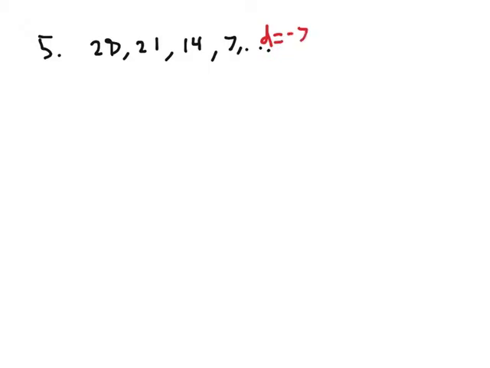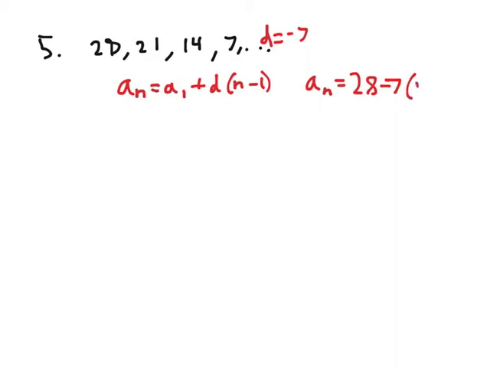The equation for the nth term, if you recall, is a sub n is equal to a sub 1 plus d times n minus 1. So in this case, a sub n is equal to 28 minus 7 times n minus 1. And this can be simplified to negative 7n plus 35. So now we need the 5th term, as the question asks, which is 0.